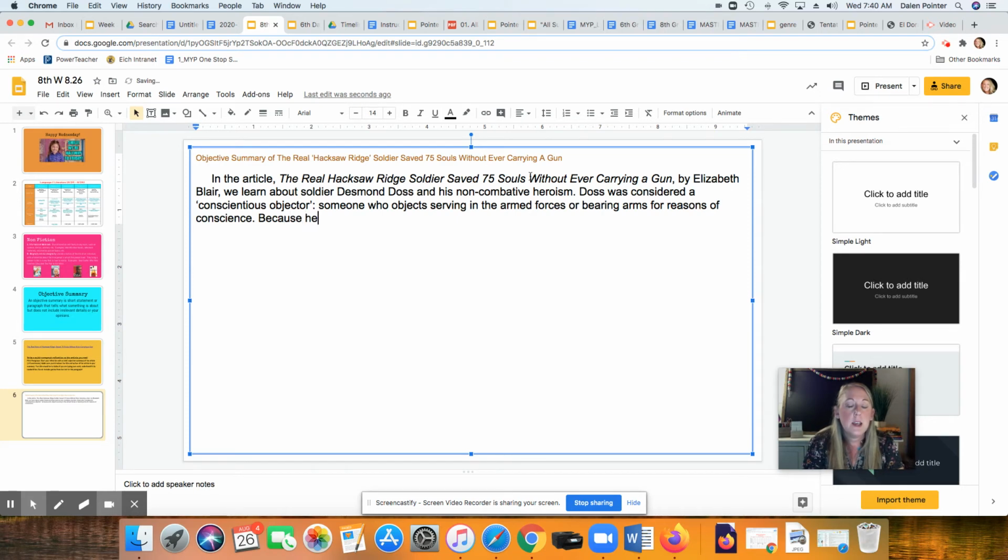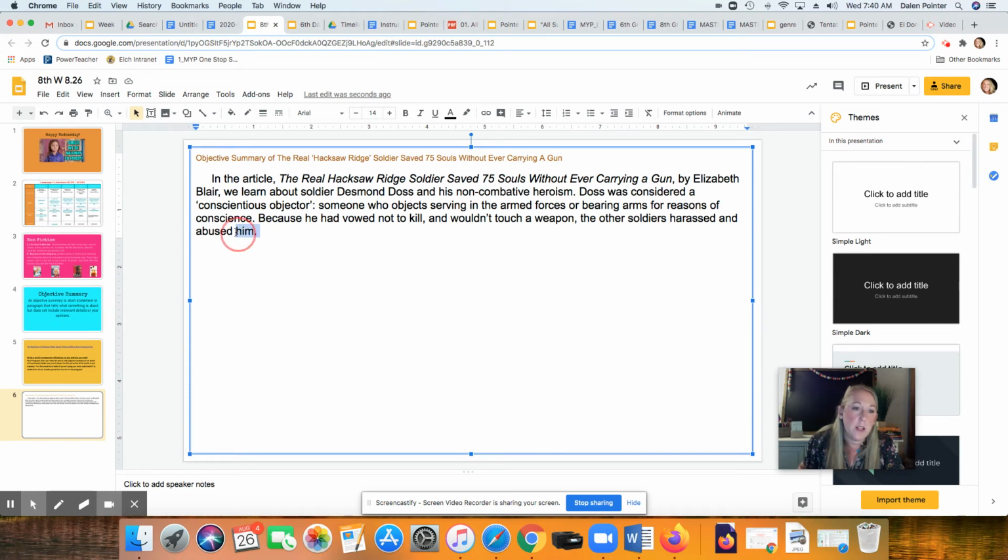Because he had vowed not to kill and wouldn't touch a weapon, the other soldiers harassed and abused him. Okay, so now we know that because he wouldn't do that, the other soldiers were really mean to him. They thought he was lazy.